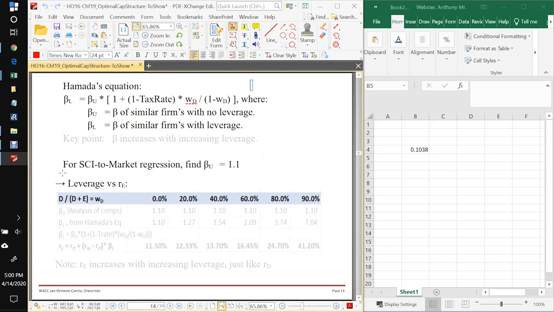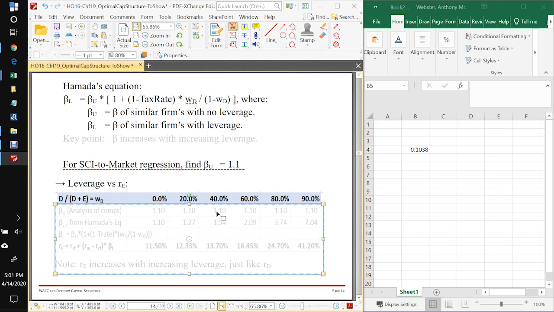So someone has happily gone out and done an SCI-to-market regression for us and found that the beta for SCI in its unlevered state is 1.1. So then we can just use Hamada's equation now. There's nothing in here that we don't know. We'll put in 20% for this ratio, 40%, 60%, and we know the tax rate is 40%. So we'll be able to estimate levered beta for each of these.